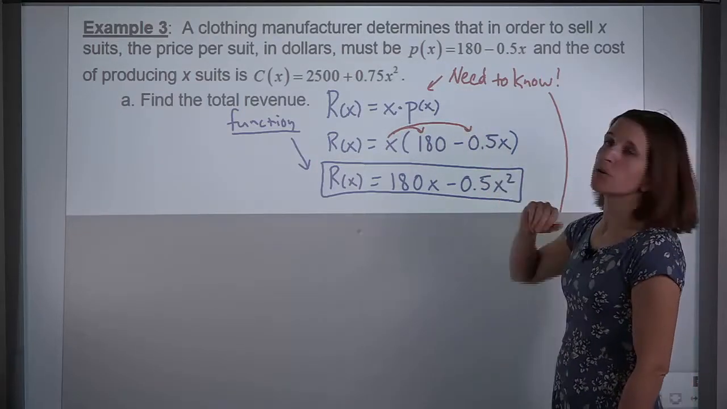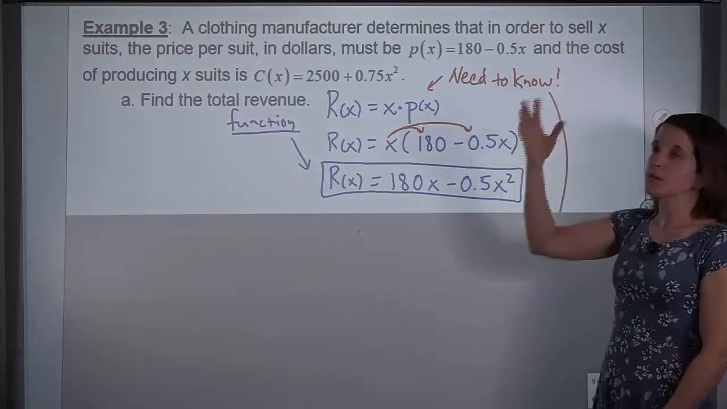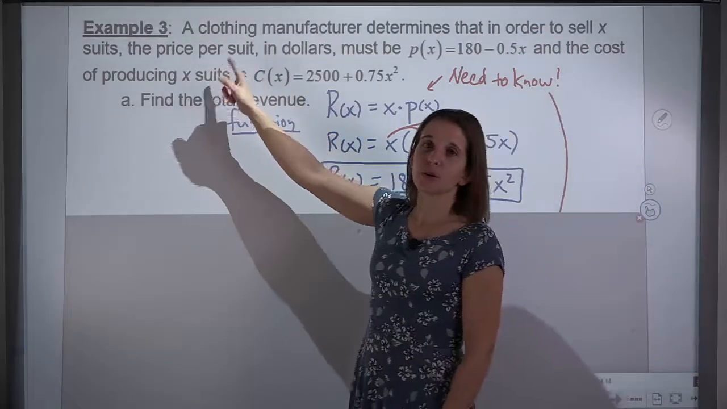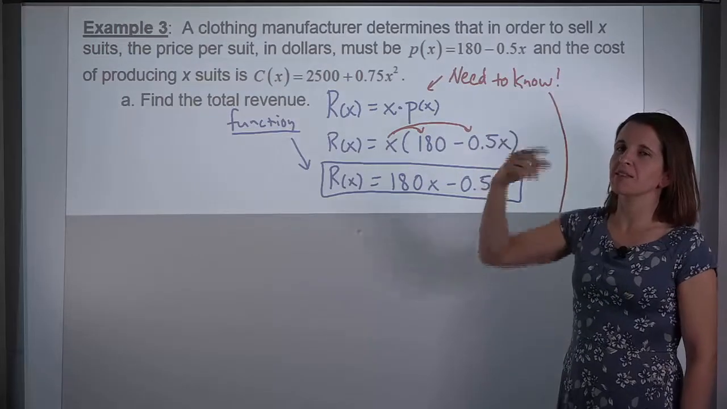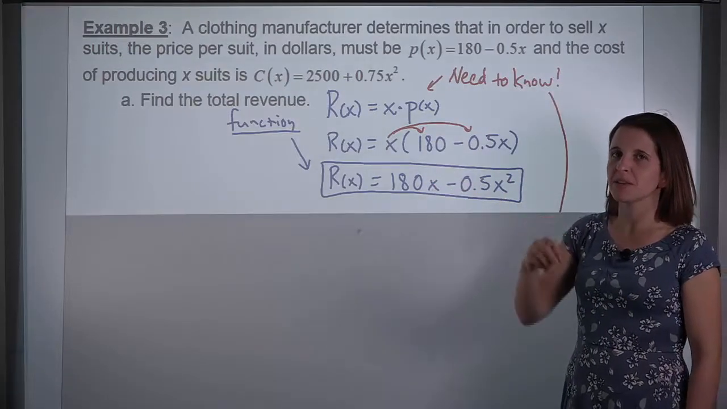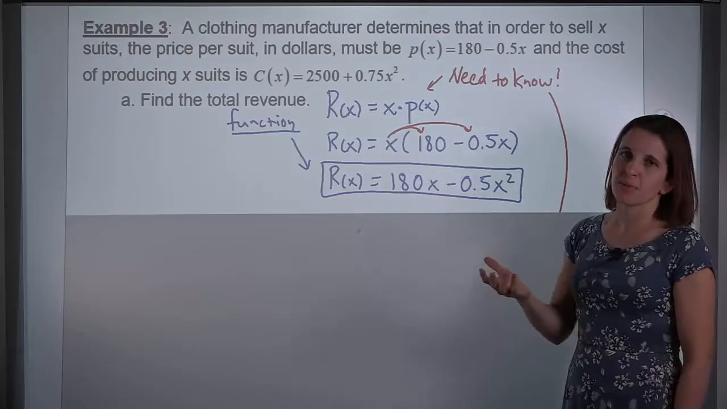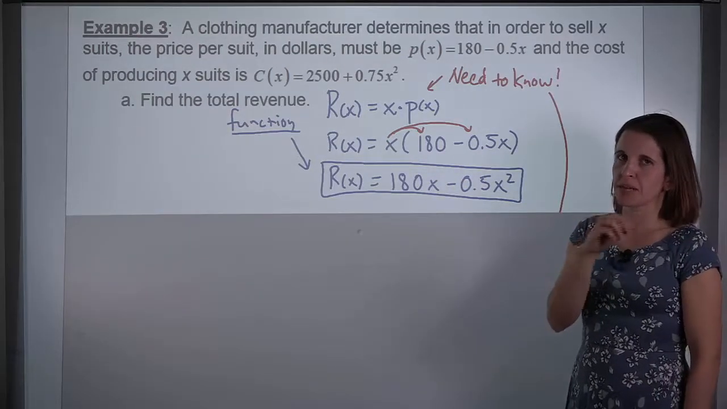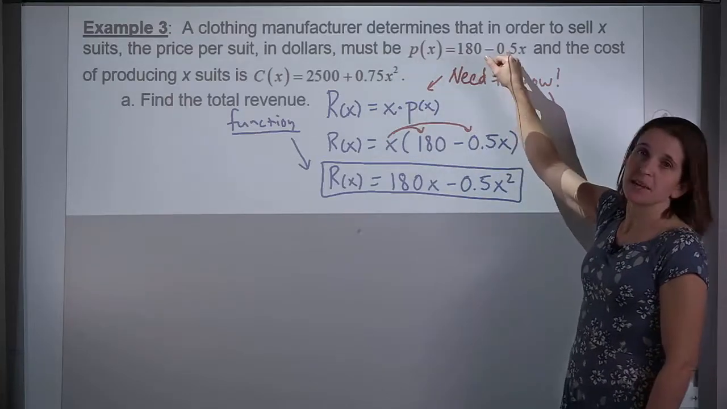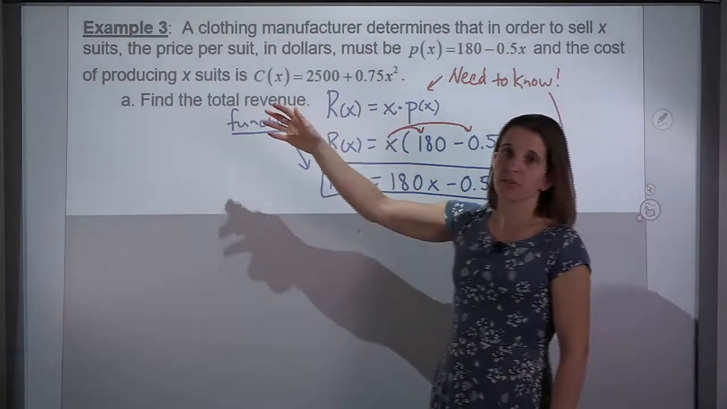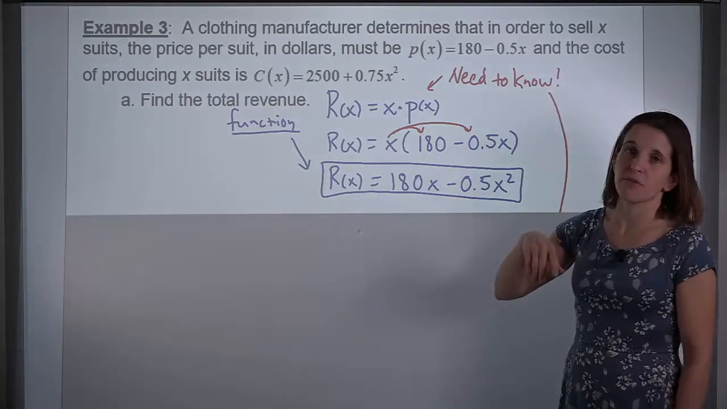So this says a clothing manufacturer has, in order to sell X suits, the price per suit in dollars is given by this little p. It's kind of annoying they reuse the letter p. Little p is that price demand function, or that price per item function, and big P is profit. So let's be careful with how you write it. You might want to label it with the words little and big. So this is little p, and it's 180 minus 0.5x. And they also know that the cost of producing X suits is given by 2,500 plus 0.75x squared.